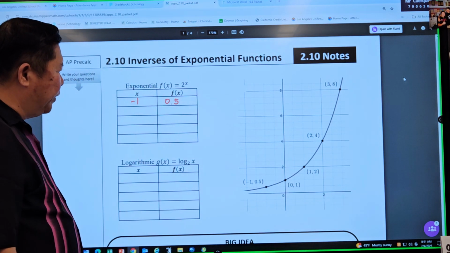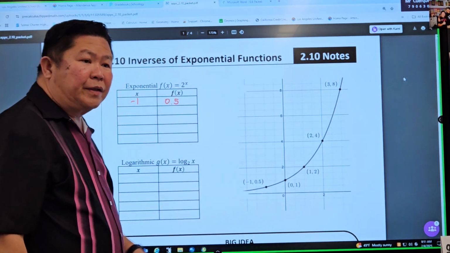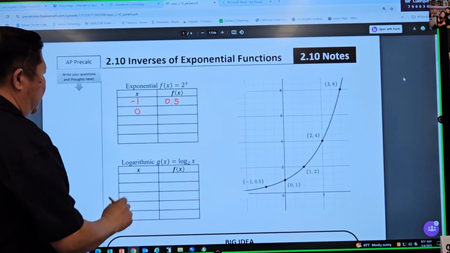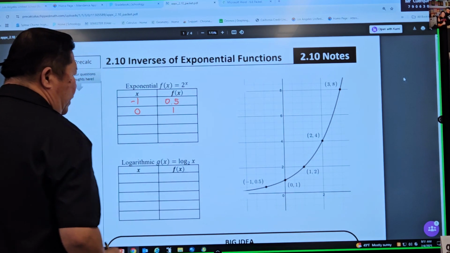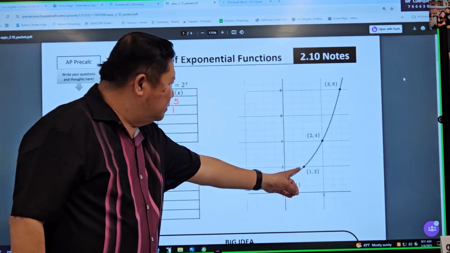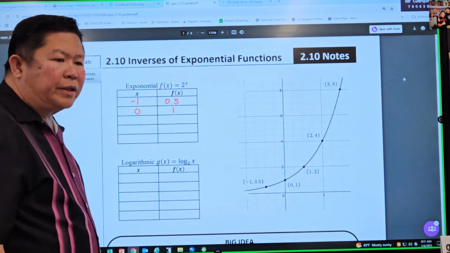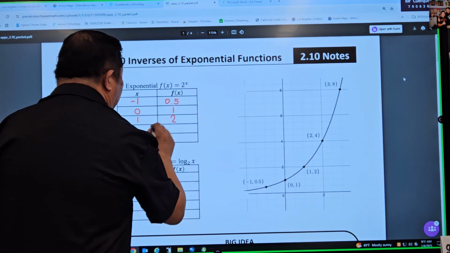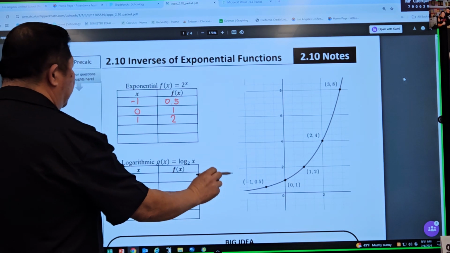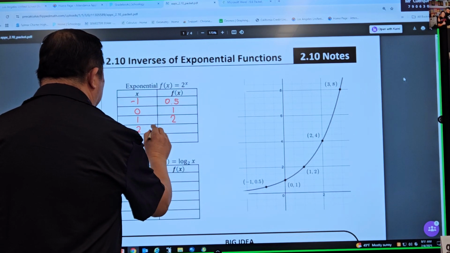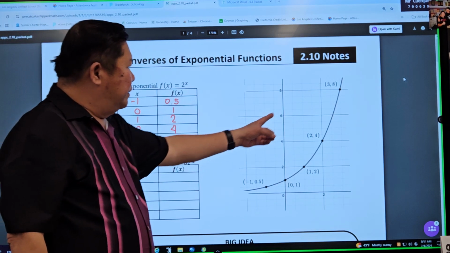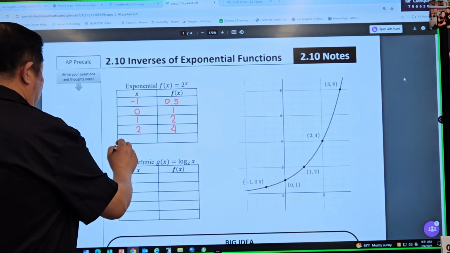So the next point, if x is 0, what is y? What is the function? 1. It's gonna be 1. If x is 1, the function is 2. 2. So we have 2. And if x is 2, the function is 4. 4. And then if x is 3, the function is 8.